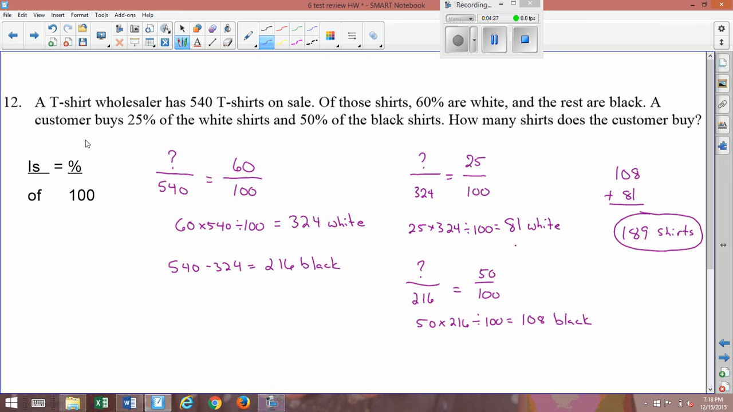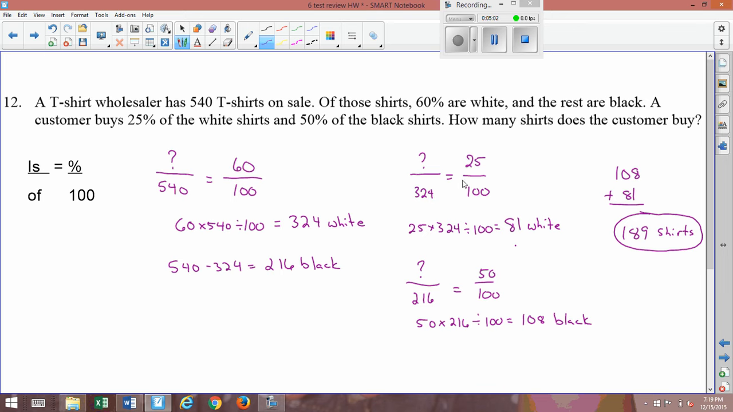A T-shirt wholesaler has 540 T-shirts on sale. Of those, 60% are white, the rest are black. A customer buys 25% of the white shirts and 50% of the black. How many shirts does the customer buy? First, you've got to figure out how many of each type of shirt there are. So I took 60% of 540. Crisscross divide, I got 324 white. Then I knew that there was 324 white, so I said 540 minus 324. There's 216 black.